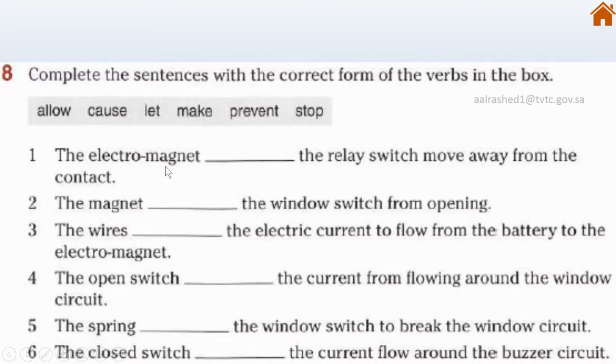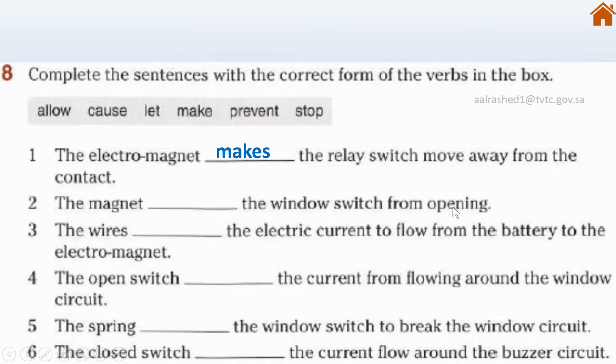Okay, first one, the electromagnet switch on the way on the contact. So we need some that wire to from here. We should put the preposition because it's from. You need that verb with ing. Next, force it to switch away from the magnet.